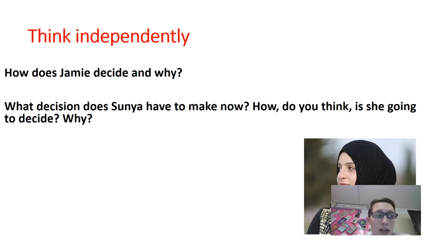Okay, now I'd like us to think about Jamie's decision. I want you to make it really clear in your head. How does Jamie decide, and why does he decide that? And I'd also like you to consider, what decision does Sonia have to make? How is Sonia going to decide? Why is Sonia going to decide in that way? And there's no real right or wrong answers here. You need to use the evidence that's in the text to make a judgment.